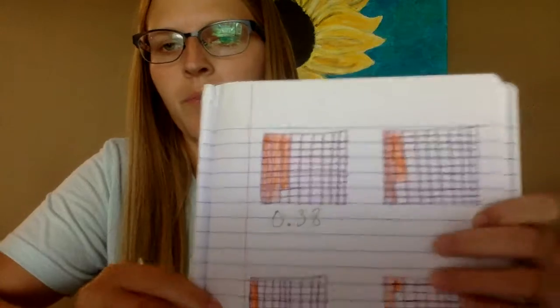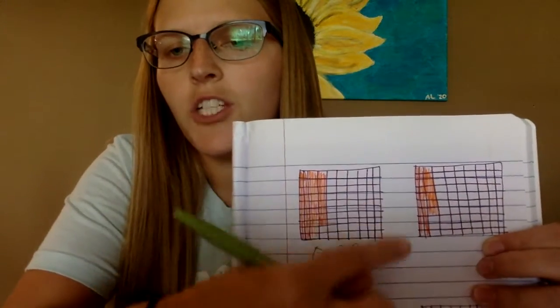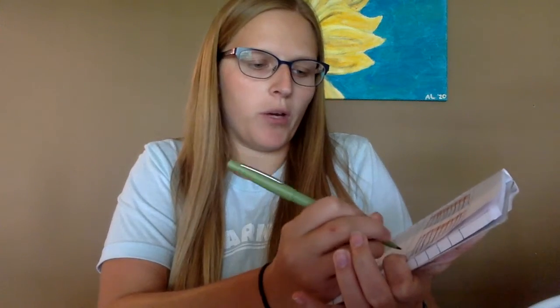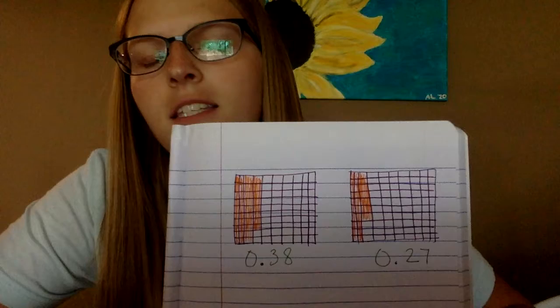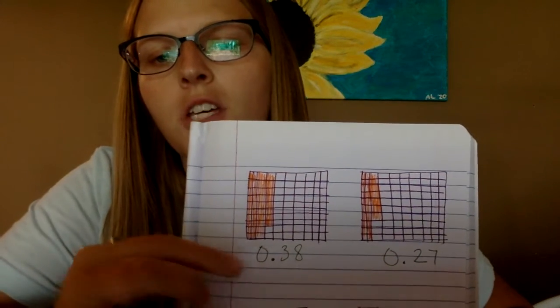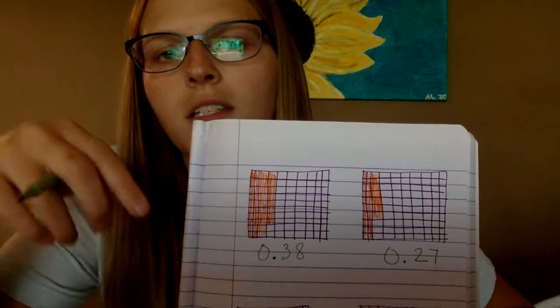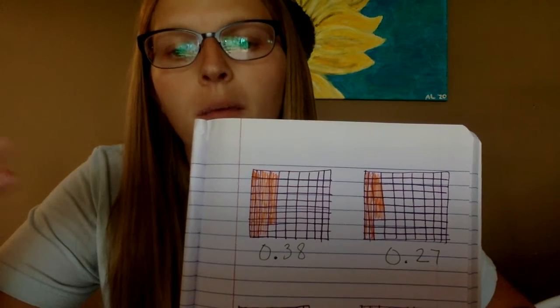So I write a 0.38 for that one. Then this one, it looks like it's got two rows, 20, and then 7 cubes. So this one is 0.27. Okay, same thing as if we were comparing whole numbers. You just go to each place value and see which one is the bigger number.